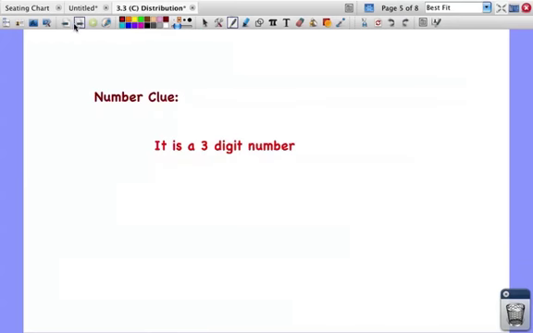Also, your number clue for this lesson is it is a 3-digit number. Okay, so it's a 3-digit number.